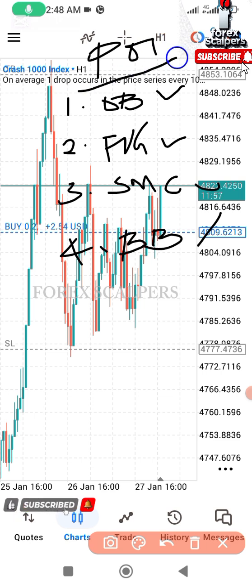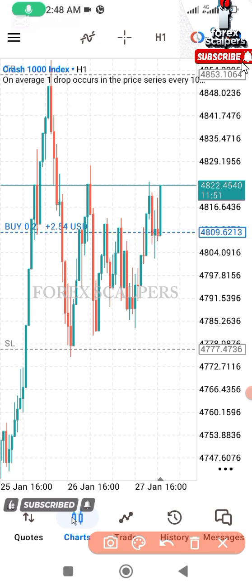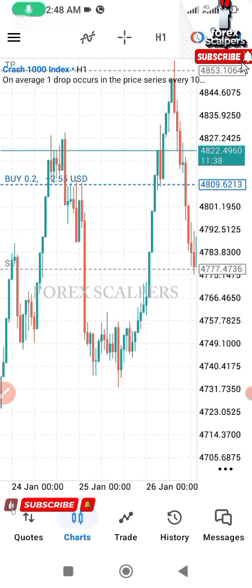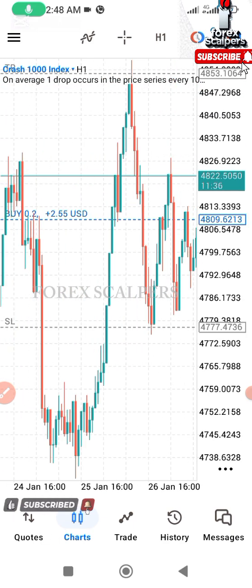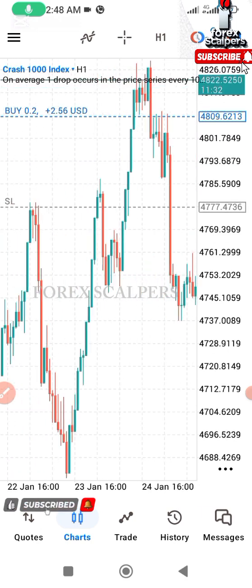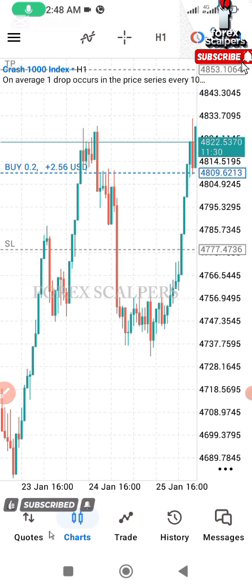These are zones where we are expecting price to pull back to after determining the trend. So this current trade is based on the fair value gap, and I'll be showing you exactly how you can do that. First of all, we always begin by identifying the trend of the market. Remember, the trend is always your friend.